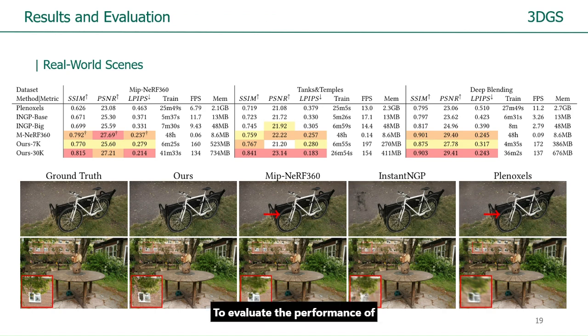To evaluate the performance of the proposed method on real-world scenes, the authors conducted experiments on 9 scenes from NeRF, 2 scenes from Tanks and Temples, and 2 scenes from Deep Blending. The results show high SSIM and PSNR values, along with low LPIPS values in most cases. These results indicate that the proposed method generates images with superior visual quality.